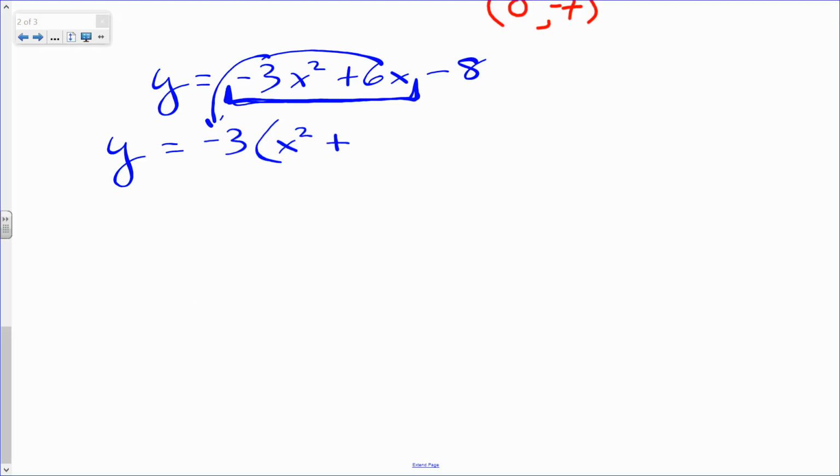Plus what? What would? Negative 2 or negative 3? Yeah, negative 2. Because we need a positive 6x, so negative 3 times a negative 2x. Right here, right? I'm going to leave a little space here because we're going to add the b over 2 squared. And I'll put the minus 8 over here. So I'll leave a space here. Okay. Look at negative 3 times x squared is negative 3x squared. Negative 3 times negative 2 is positive 6x. Cool.